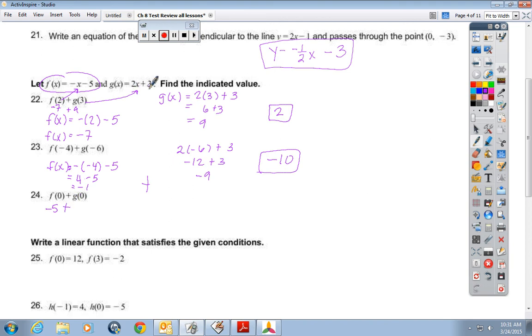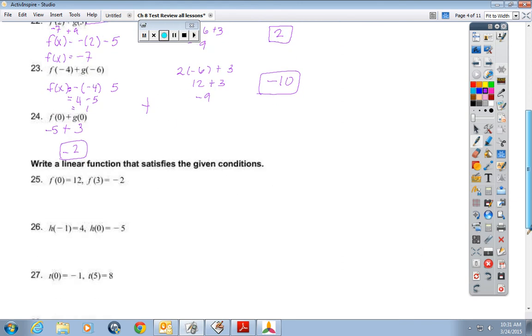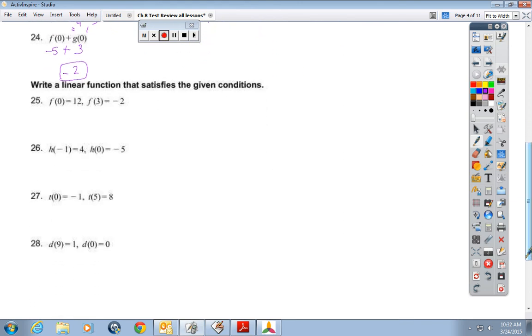Alright, on 25. They want me to write an equation of the line with those ordered pairs. These are two ordered pairs. This one is 0, 12, and this one is 3, negative 2. So could I write an equation? Yes. I'm going to start out with y equals mx plus b. Now, between those two ordered pairs, can I identify what the b is, what the y-intercept is? What's the y-intercept? 12. So I know it's going to be 12 because when x is 0, y is 12, so there's my y-intercept. Now, how do I find the slope?